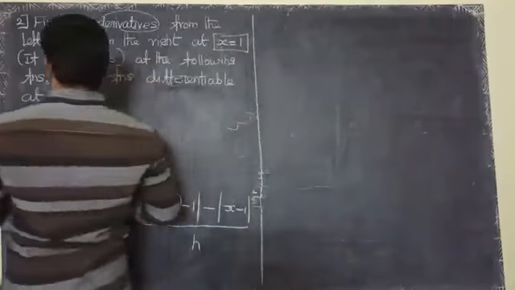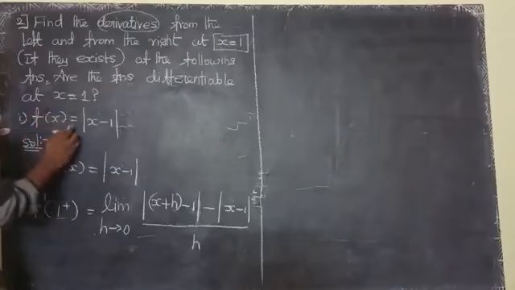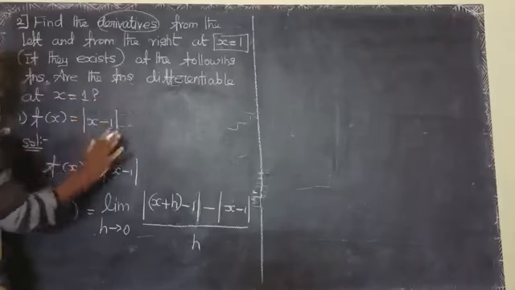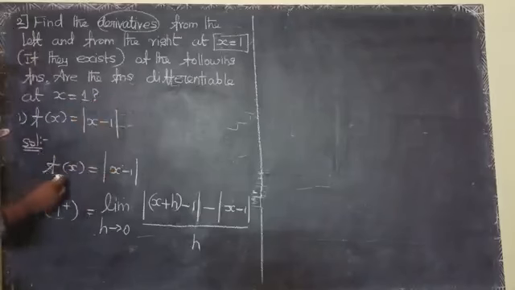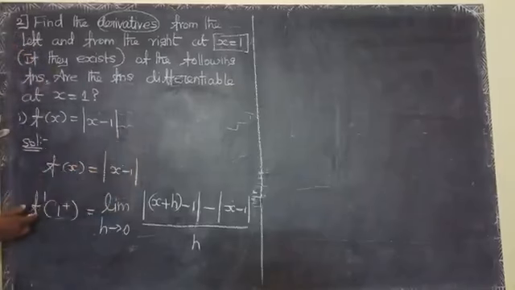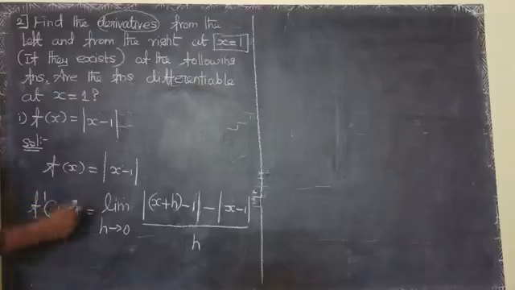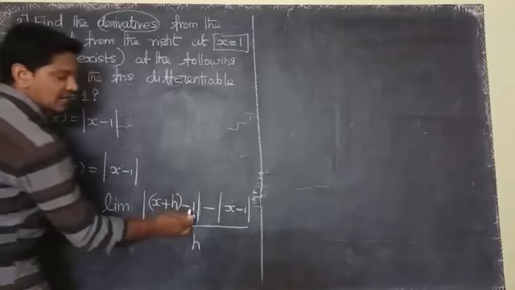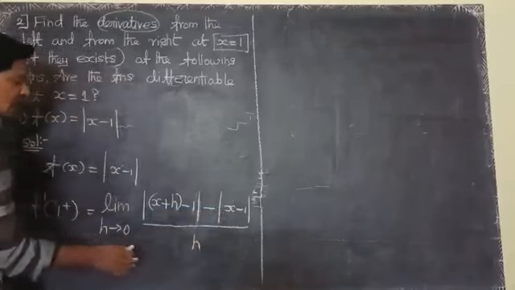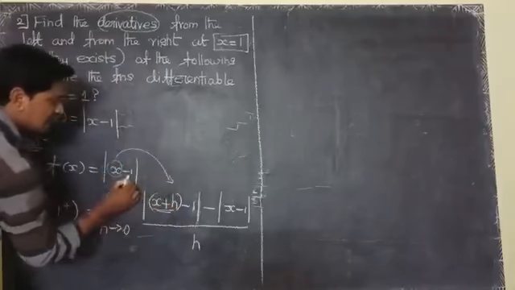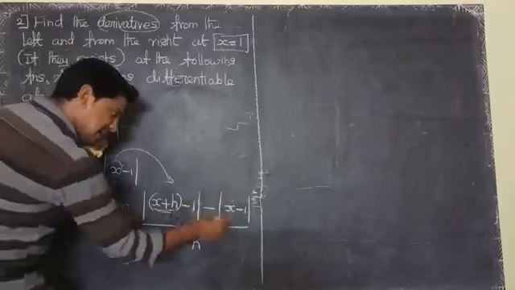Here in the first subdivision, the given function is f of x equal to the absolute value function, that is modulus of x minus 1. This is the given function. F dash of 1 plus, that is the right derivative, is equal to the limit as h approaches 0 of f of x plus h minus f of x divided by h. Here the function is modulus of x plus h minus 1 minus modulus of x minus 1, divided by h.